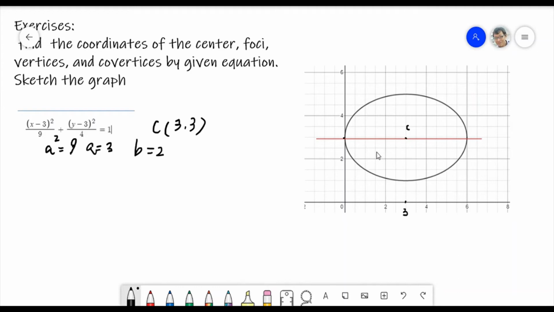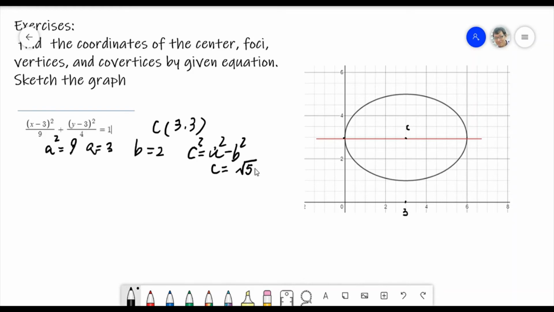Okay. So first, the center we already have, and the foci should be (c, 0) and (negative c, 0), right? So first we have to write what c equals. Let's write c square is equal to a square minus b square, right? So a square minus b square is 5, so c should be square root of 5, right? Square root of 5 is a little bigger than 2.